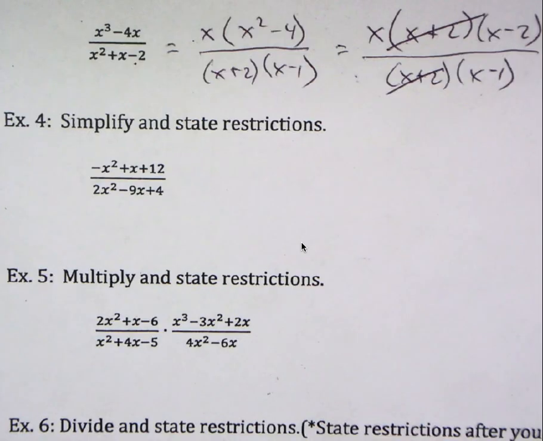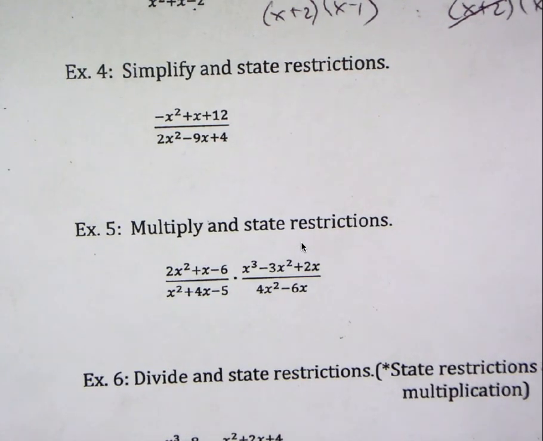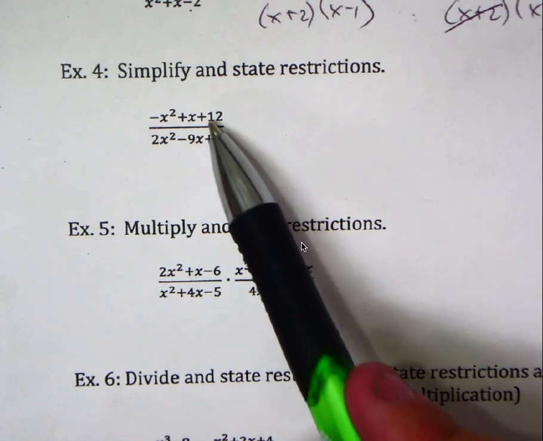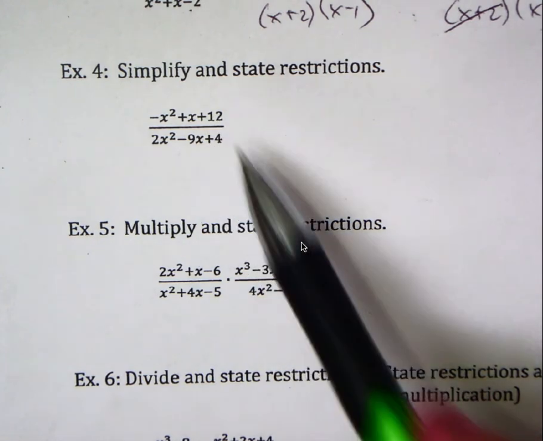All right. 4. So we go into it, and we're not going to go into it looking to cancel. I wouldn't say, oh, divide the 12 and the 4 and get 3 over 1.